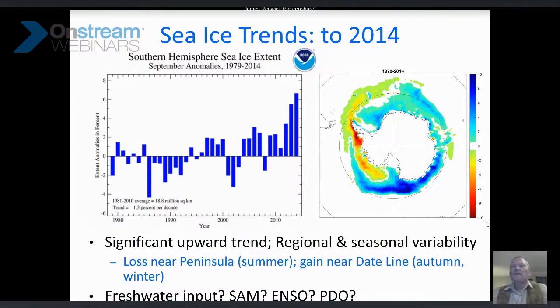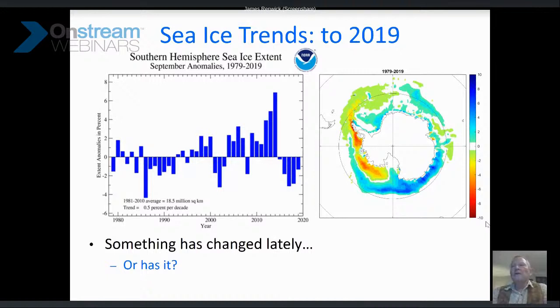So, yeah, I got this funding to explain why we were going to see this increase in sea ice. And then as soon as that happened, well, the sea ice stopped becoming more extensive.